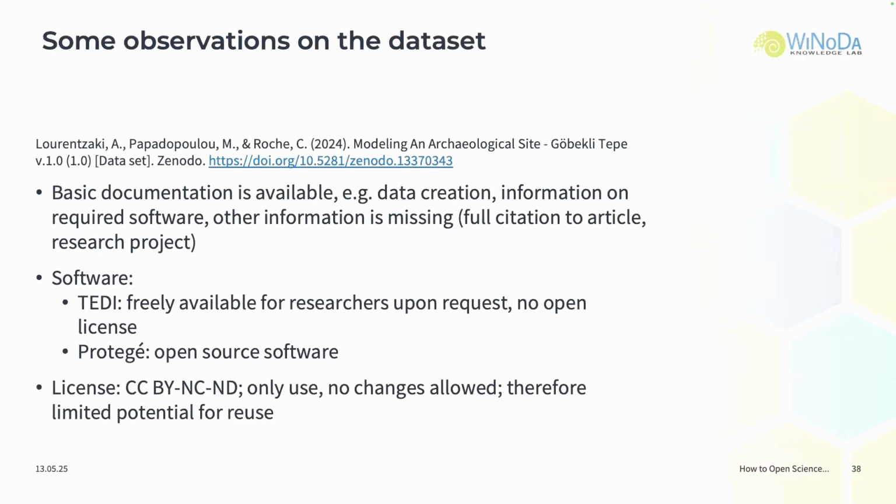Let's come back to this data set on Göbekli Tepe and see how we could assess it. If you have a look at the documentation, you see that the basic documentation is available, for example, about the data creation, the authors, and there's also information on required software, but other information is missing. For example, the full citation of the article that is cited, not as is referenced in the text, and also information on the research project is quite scarce.